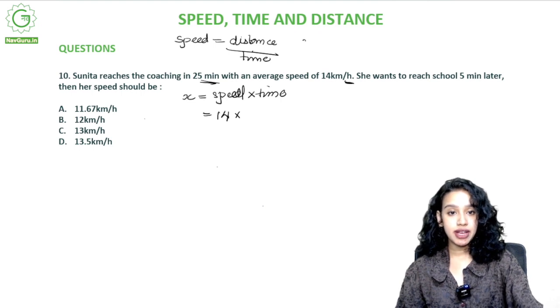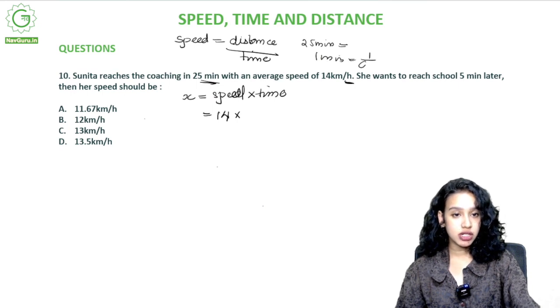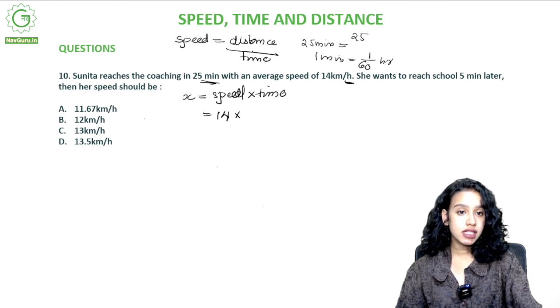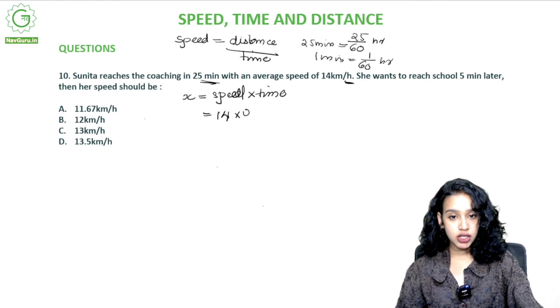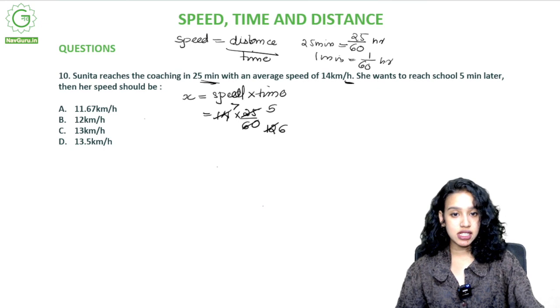So basically 1 minute is 1 by 60 hour, right? Because 1 hour is equal to 60 minutes. So 25 minutes is equal to 25 by 60 hours. So 14 into 25 by 60. Now we could cancel this out. We get 5 and 12 here. Then again we'll cancel this out. We'll get 7 and 6. And here we get 35 by 6 kilometers as the distance, right?